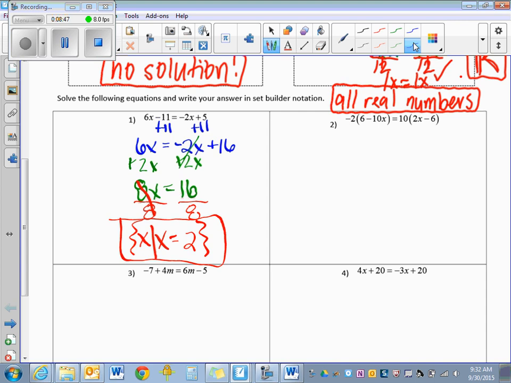Okay, let's do number 2. What's the first thing we need to do here, Rachel? Distribute, and we have to distribute on both sides. Make sure you distribute that negative. -12 plus 20x. Distribute again. So 20x minus 6.